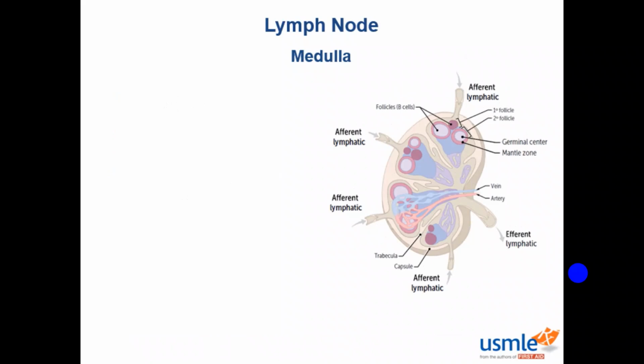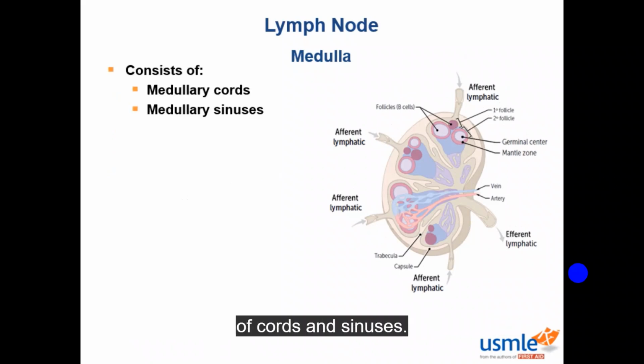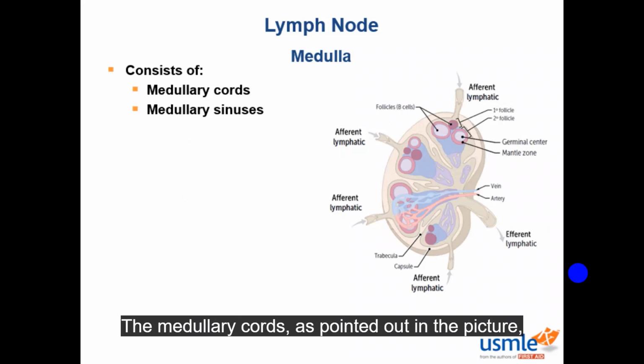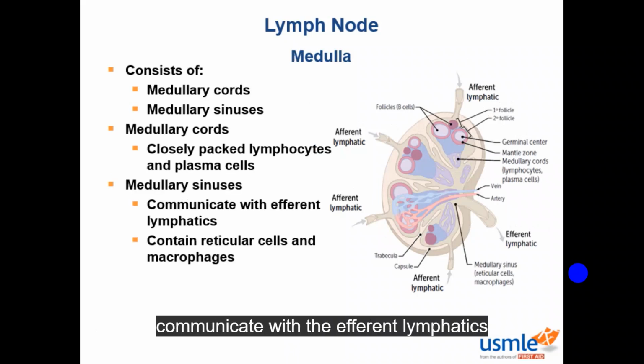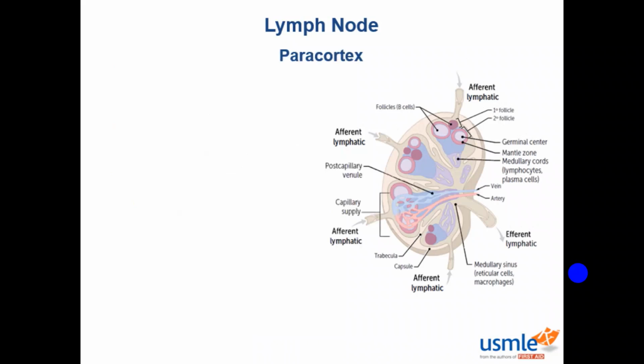The medullary component of a lymph node consists of cords and sinuses. The medullary cords, as pointed out in the picture, consist of closely packed lymphocytes and plasma cells. The medullary sinuses, as pointed out here in the picture, communicate with the efferent lymphatics, so the exit system of the lymph node, and these contain reticular cells and macrophages.